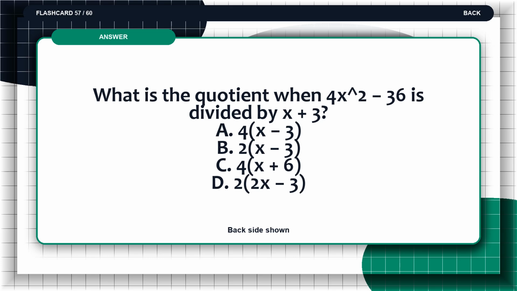The answer is: what is the quotient when 4x² - 36 is divided by x + 3? A) 4x - 3, B) 2x - 3, C) 4x + 6, D) 4x - 12.